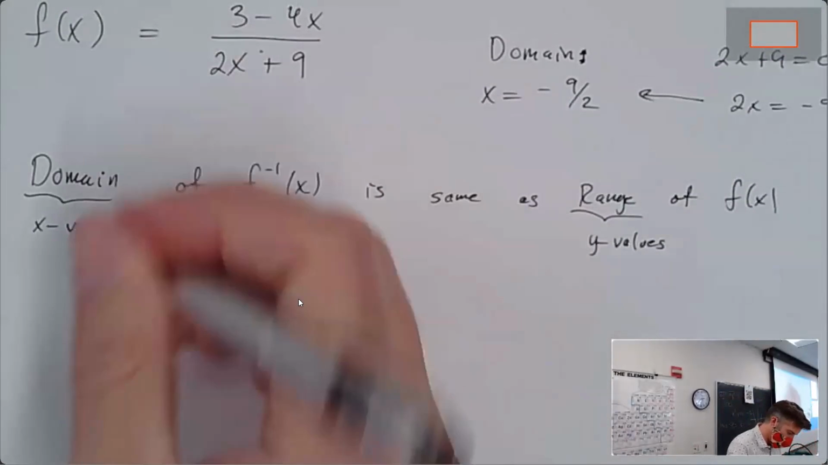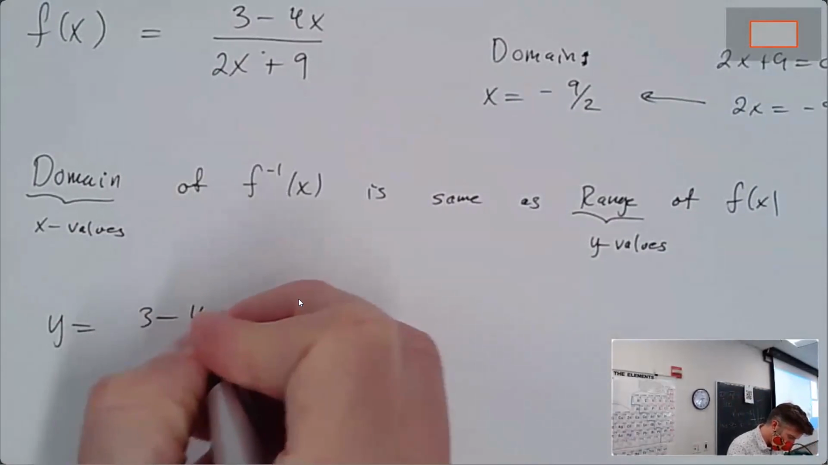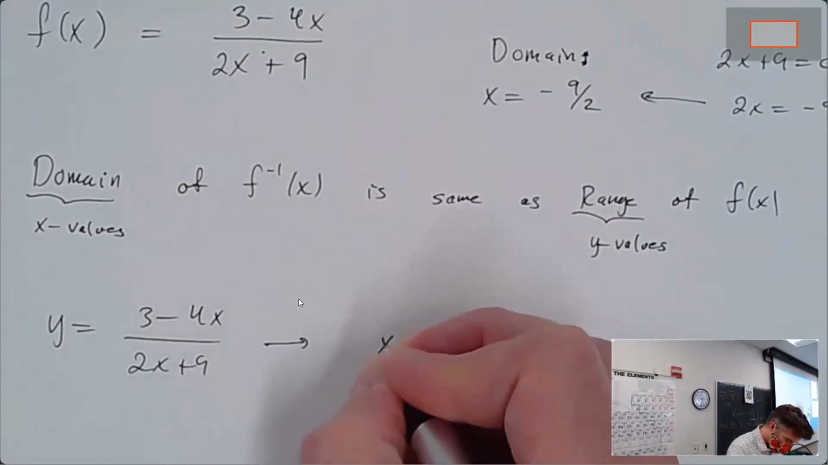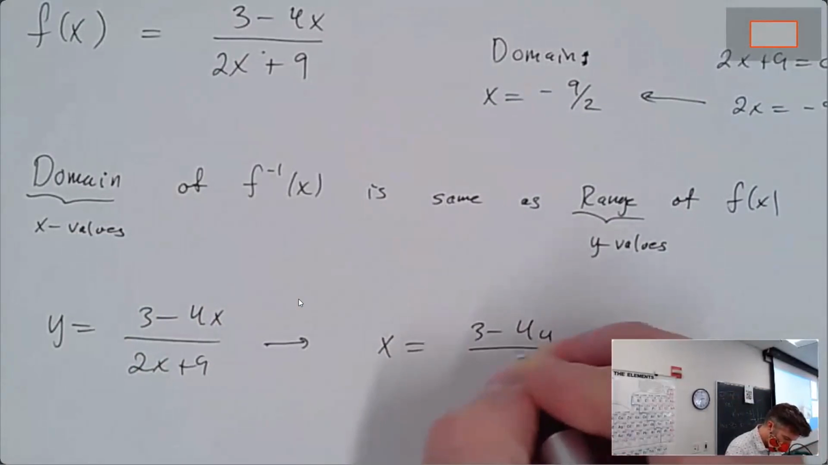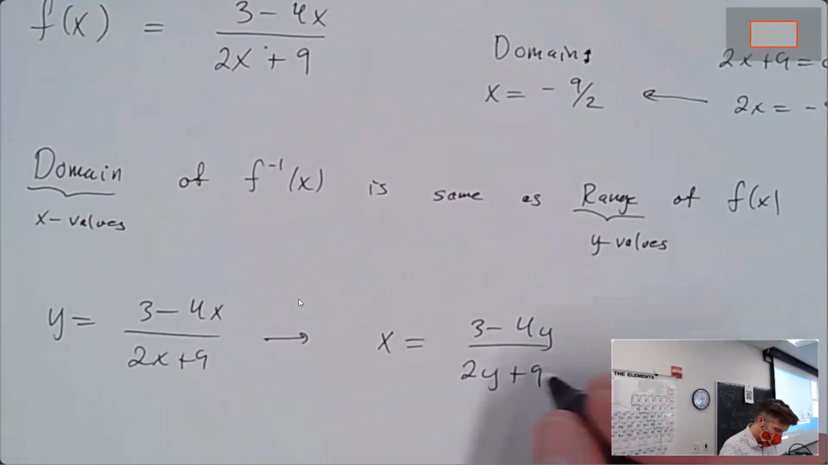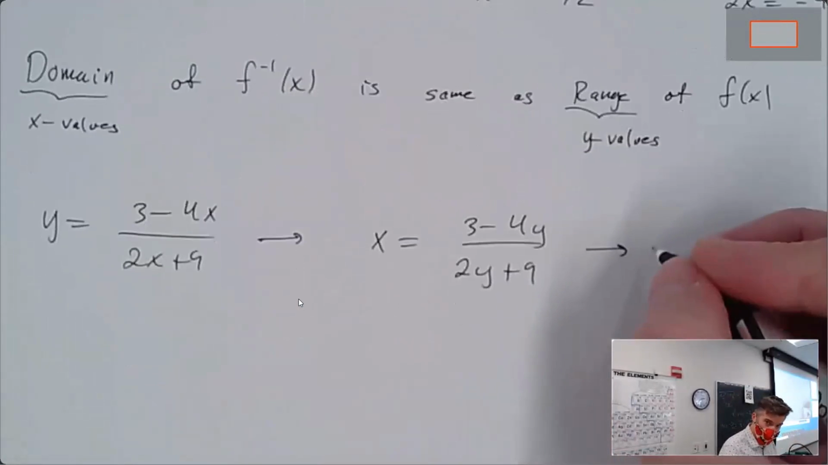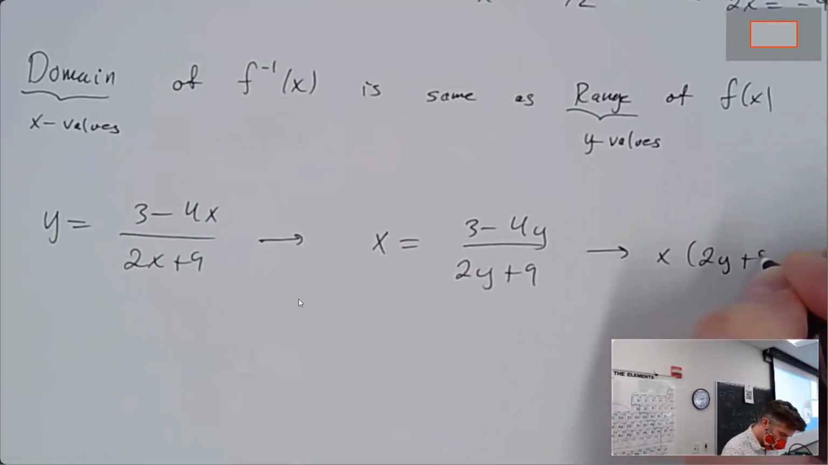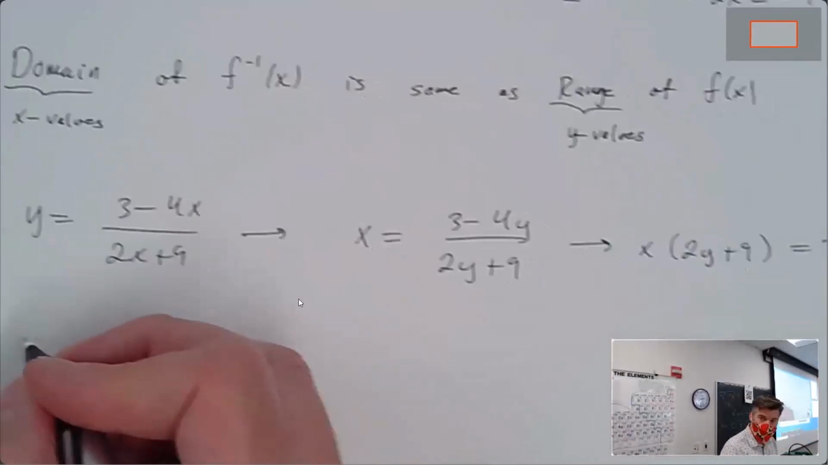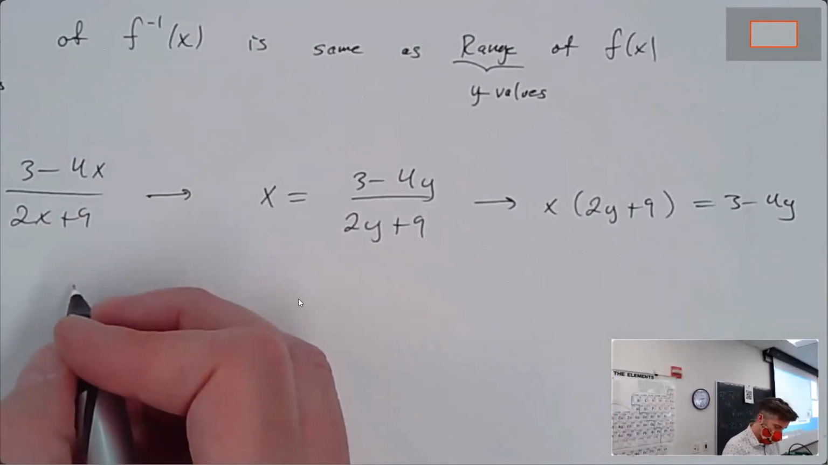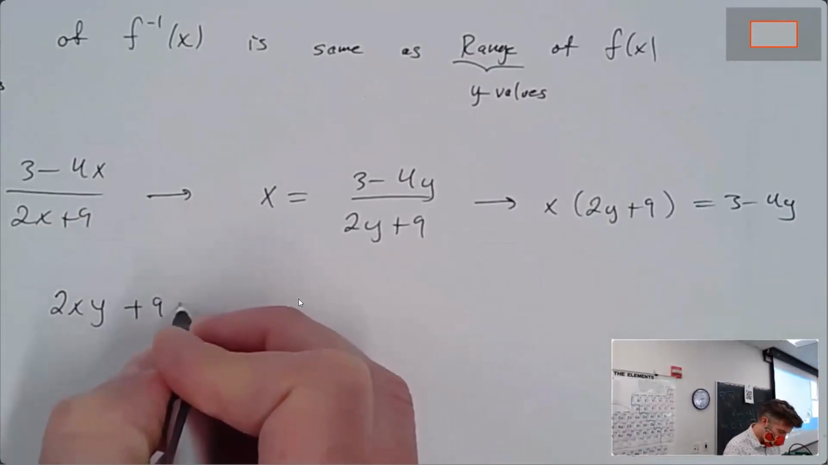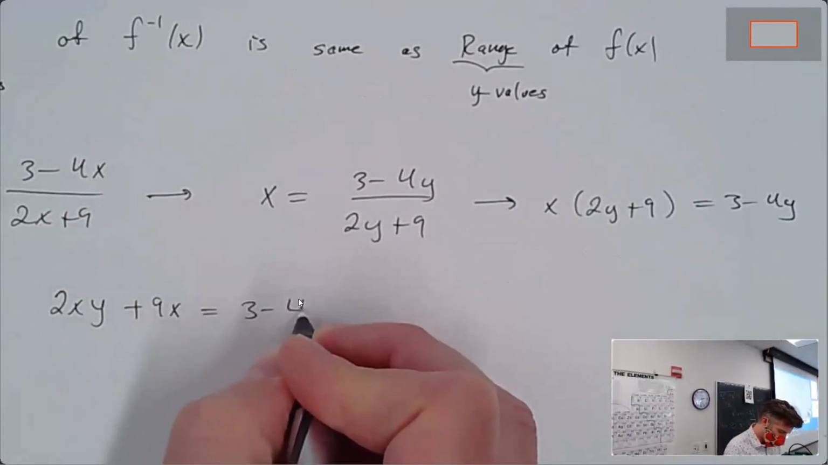So we're going to find the inverse here. We've got y equal to (3 minus 4x) over (2x plus 9). We're going to switch x and y. So x equals (3 minus 4y) over (2y plus 9). And then we're going to solve for y. So I'm going to multiply both sides by 2y plus 9. So I've got x times (2y plus 9) equal to 3 minus 4y. And then I'm going to distribute and get 2xy plus 9x equal to 3 minus 4y.